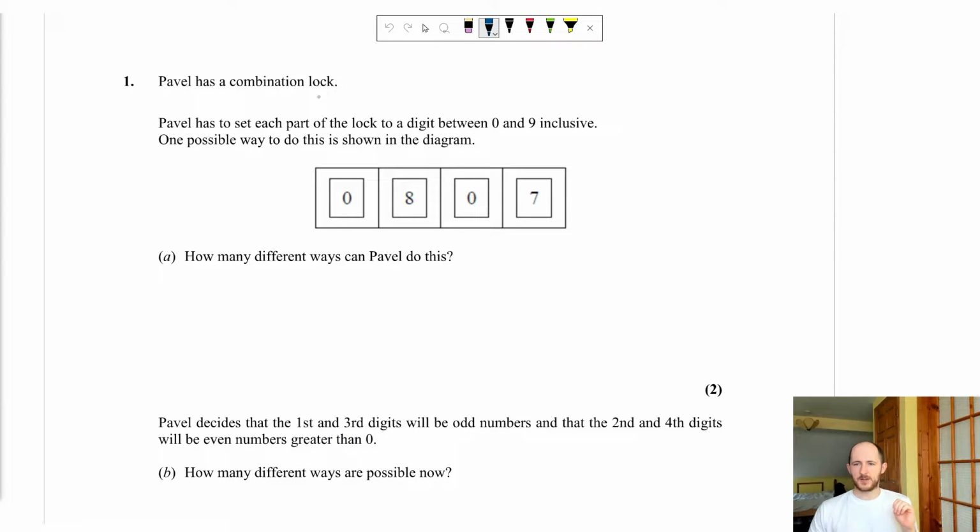Pavel has a combination lock. It sets each part of the lock to a digit between 0 and 9 inclusive, so that is 10 possible numbers, right? If you include 0 in your counting. One possible way of doing this is shown in the diagram. So 0807, how many different ways?